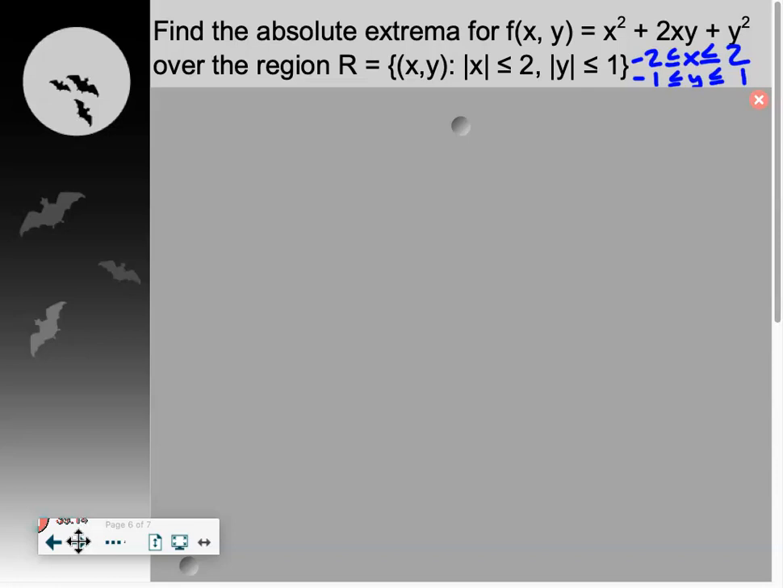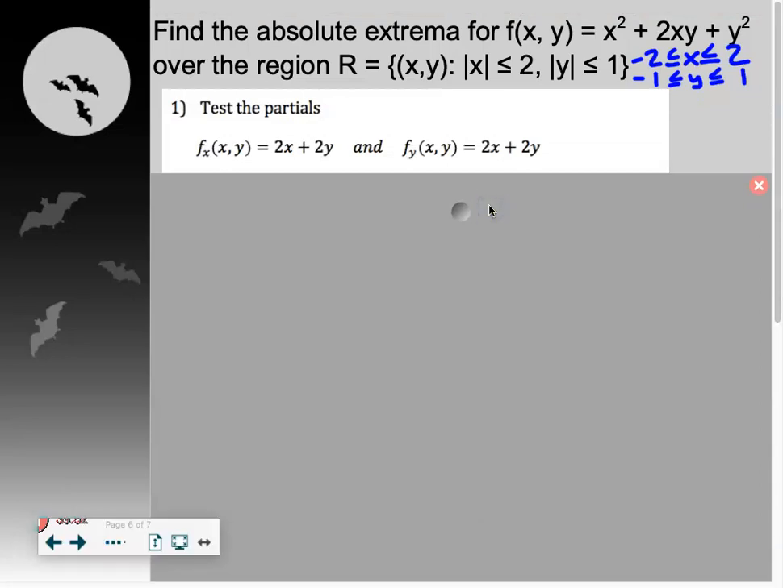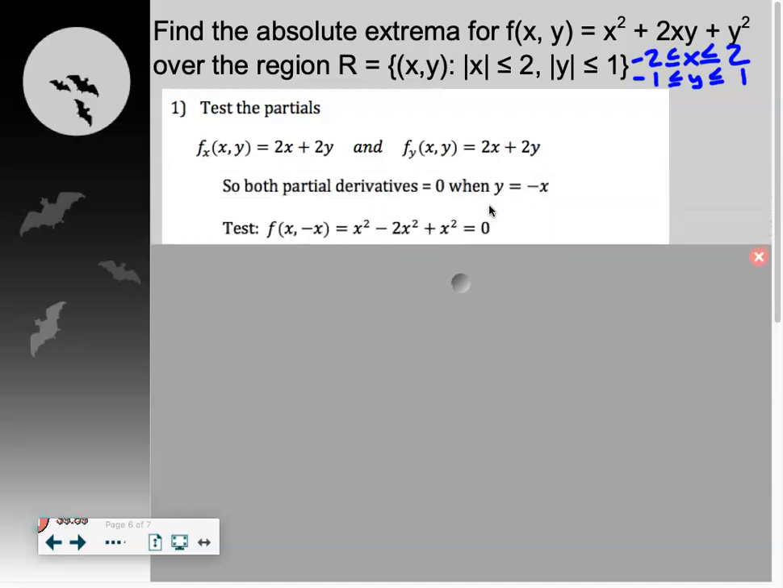So the first thing I want you to do, once you write the problem down, is find your first partials. All right, so we've got our first partials, which I saw everybody got. So you end up with y = -x, right? Anywhere on that line, both partials are equal to 0.